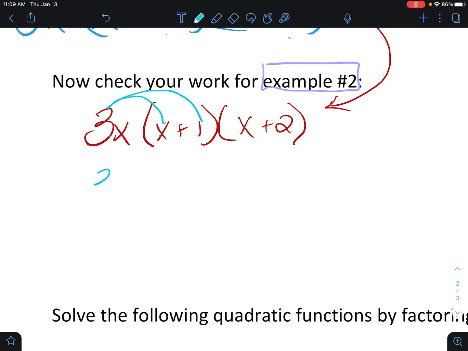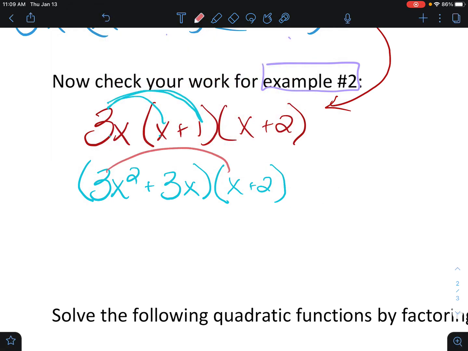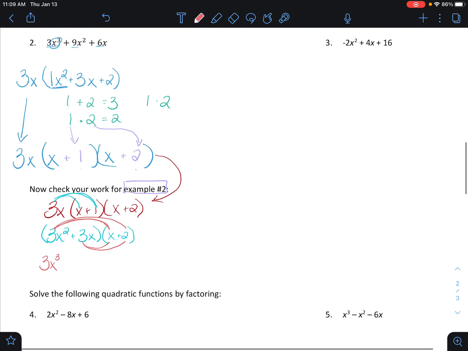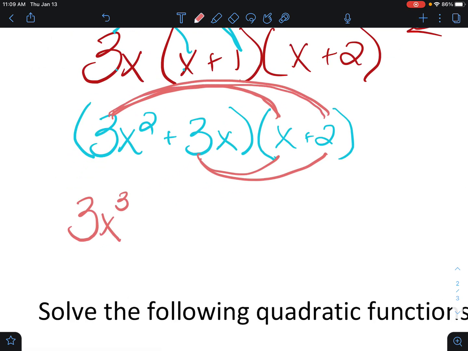So we're going to distribute the 3x. 3x times x gives me 3x squared. And 3x times 1 gives me plus 3x. And I just bring down my second set of parentheses. And now we get to distribute everything together. So 3x squared times x gives me 3x cubed, which is a good sign because remember we started with 3x cubed up here. 3x times 2 gives me plus 6x squared.